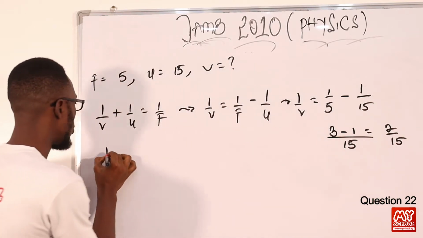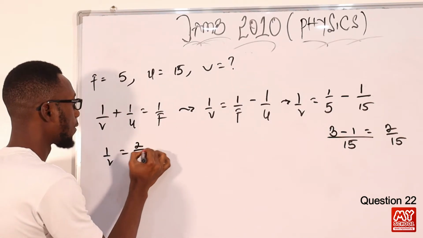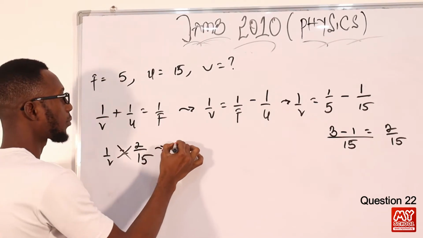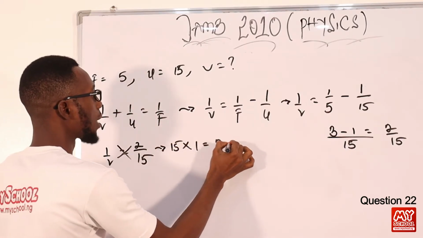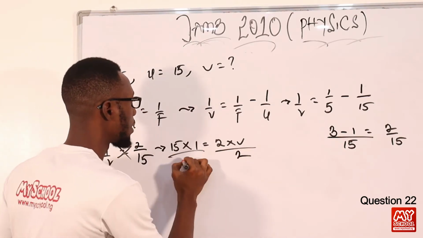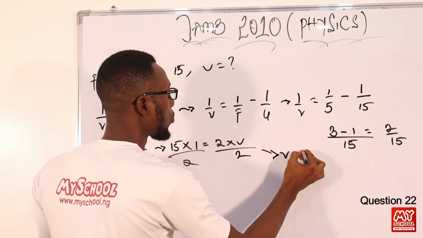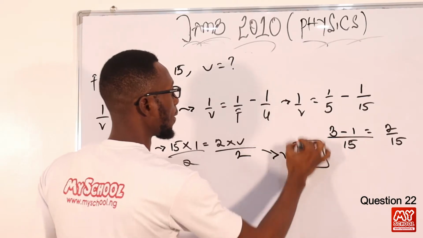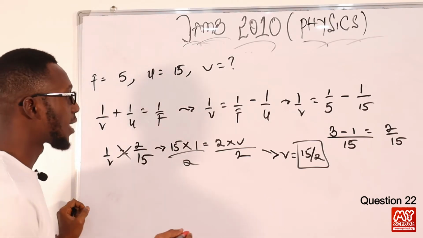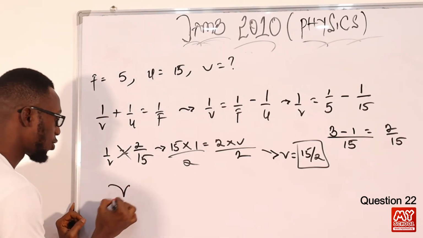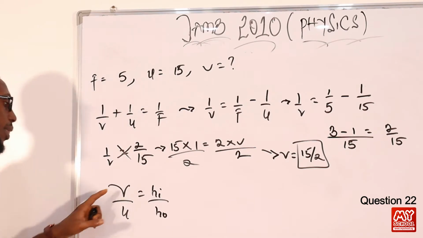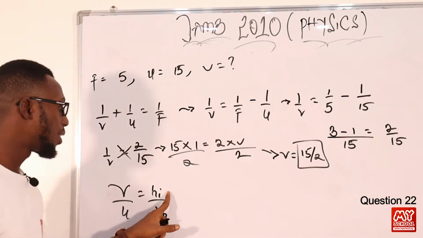So we can see that 1 over V equals 2 over 15. If I cross multiply, that is 15 times 1 equals 2 times V. We are not looking for 2V, we are looking for V. So I divide both sides by 2. This implies that V equals 15 over 2. Now remember your magnification equation: image distance over object distance equals image height over object height. So this is my image distance, my object distance, my image height, my object height.